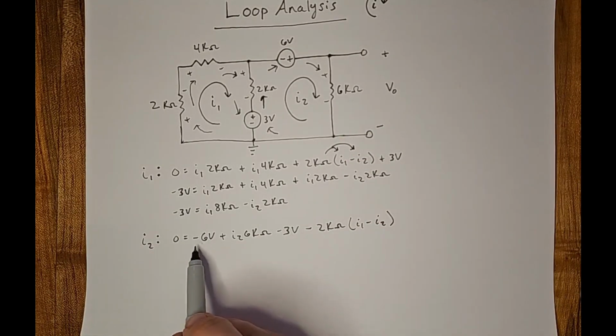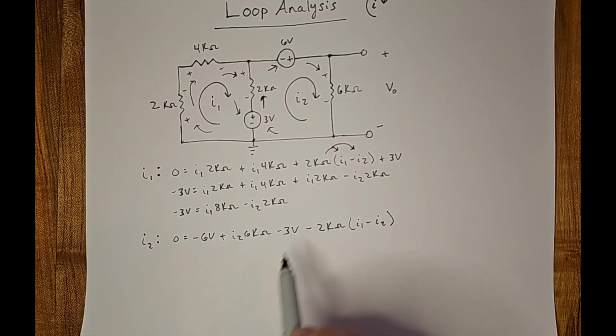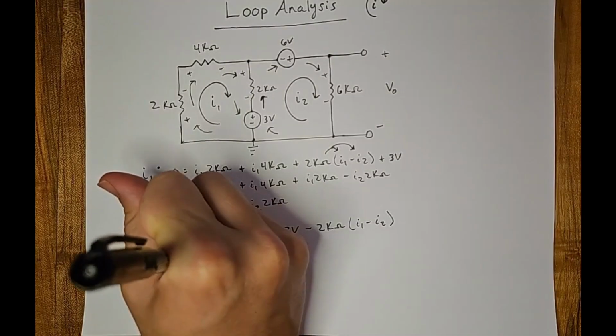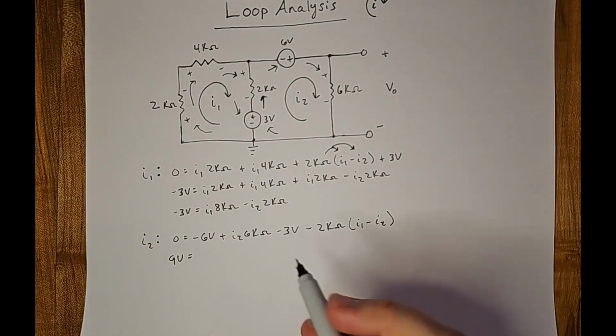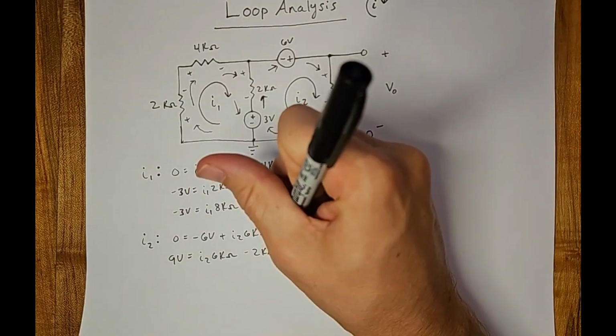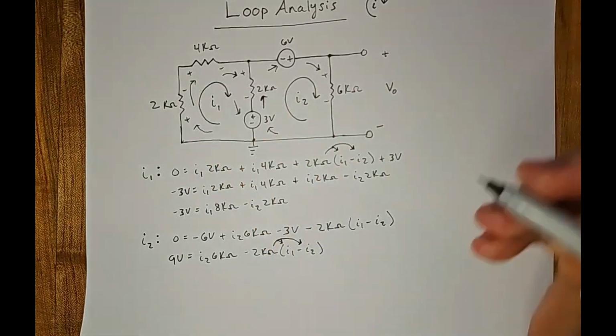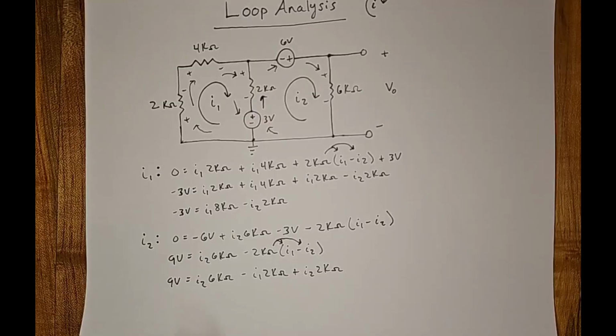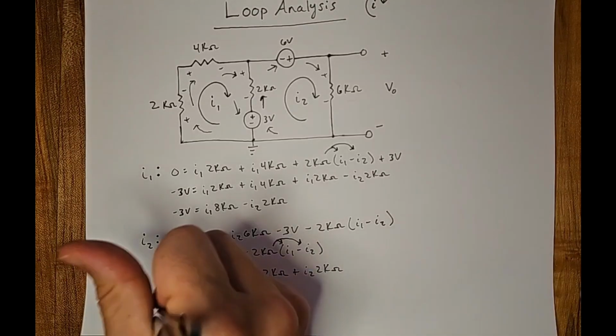So now we can do a little bit of simplifying. We have a negative 6 volts and negative 3 volts for negative 9 volts, which we're just going to put on this side. So 9 volts will equal I2 times 6k ohm minus 2k ohm distributed into I1 minus I2. So let's go ahead and do that distribution. We have 9 volts equals I2 6k ohm minus I1 2k ohm plus I2 2k ohm. Let's combine our like terms, which will give us 8k ohm for I2.